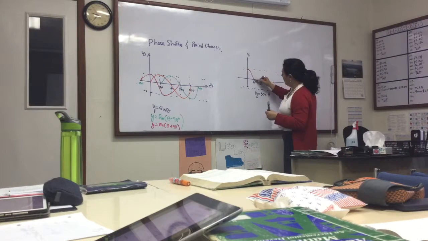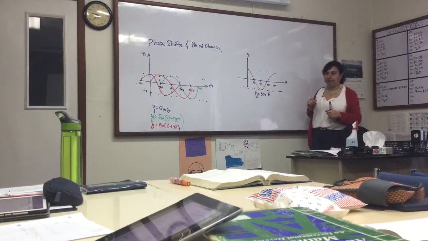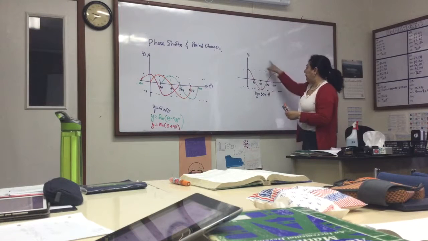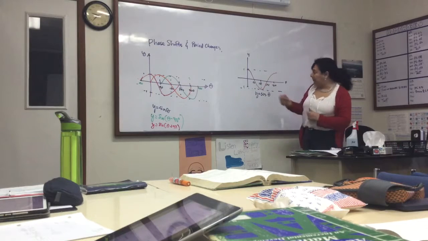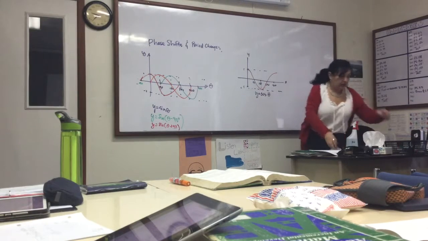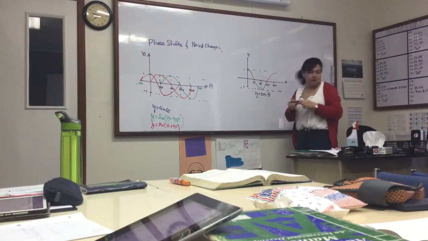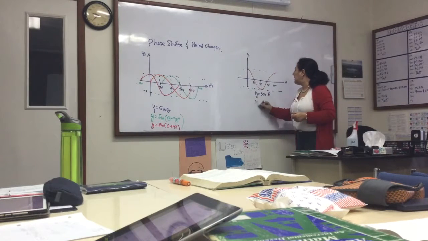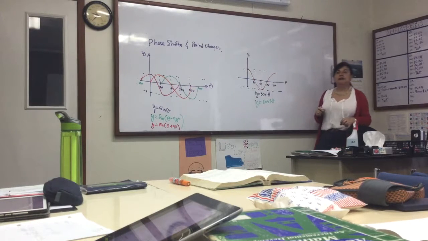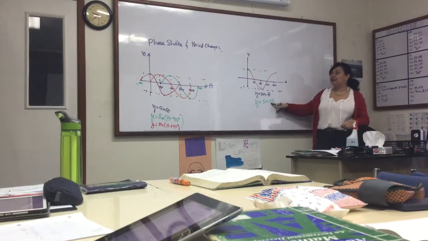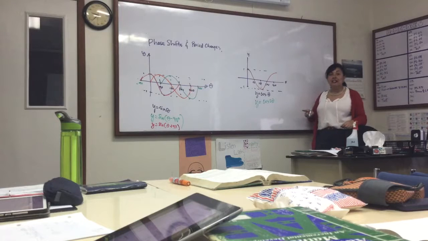I start up here, I go down here. That's my cosine, right? And if my period is 360 degrees, correct? If I have to do y equals cosine 2 theta, what would happen? Everybody remember? I have to fit 2 of these into 360, right?